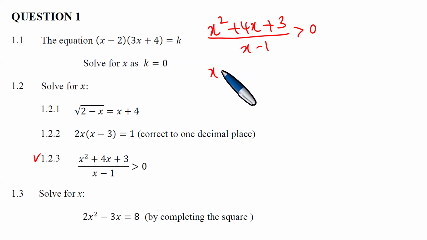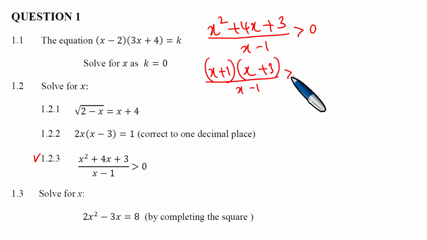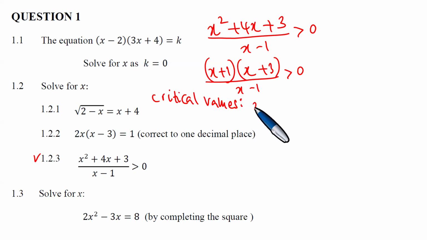Right, to factorize the top, we can factorize with ease and write (x plus 1)(x plus 3), all divided by x minus 1, is strictly bigger than 0. So this is what we do. And to solve this one, we find things we call critical values. The critical values are exactly x equals minus 1, x equals minus 3, x equals 1.